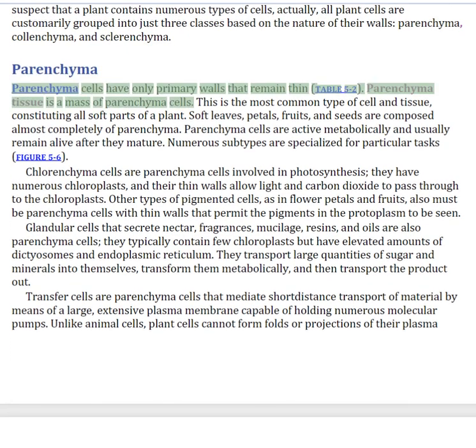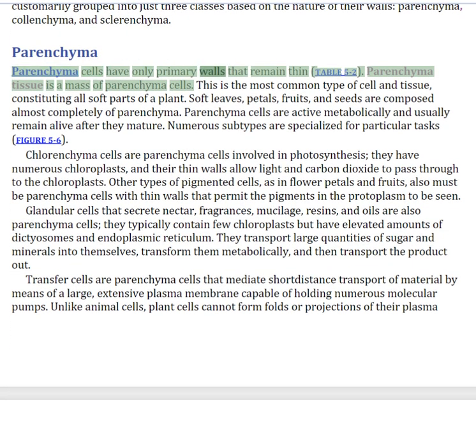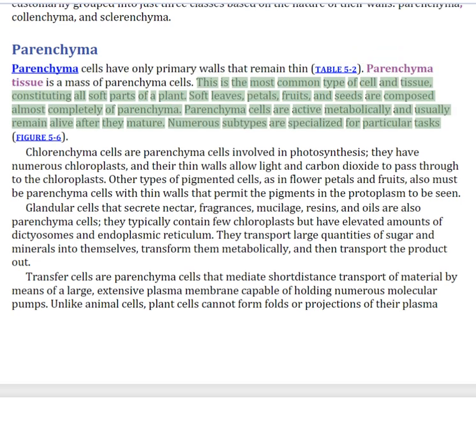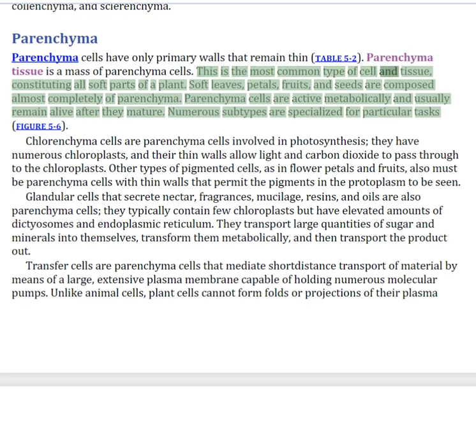Parenchyma. Parenchyma cells have only primary walls that remain thin. Parenchyma tissue is a mass of parenchyma cells. This is the most common type of cell and tissue, constituting all soft parts of a plant. Soft leaves, petals, fruits, and seeds are composed almost completely of parenchyma. Parenchyma cells are active metabolically and usually remain alive after they mature. Numerous subtypes are specialized for particular tasks.